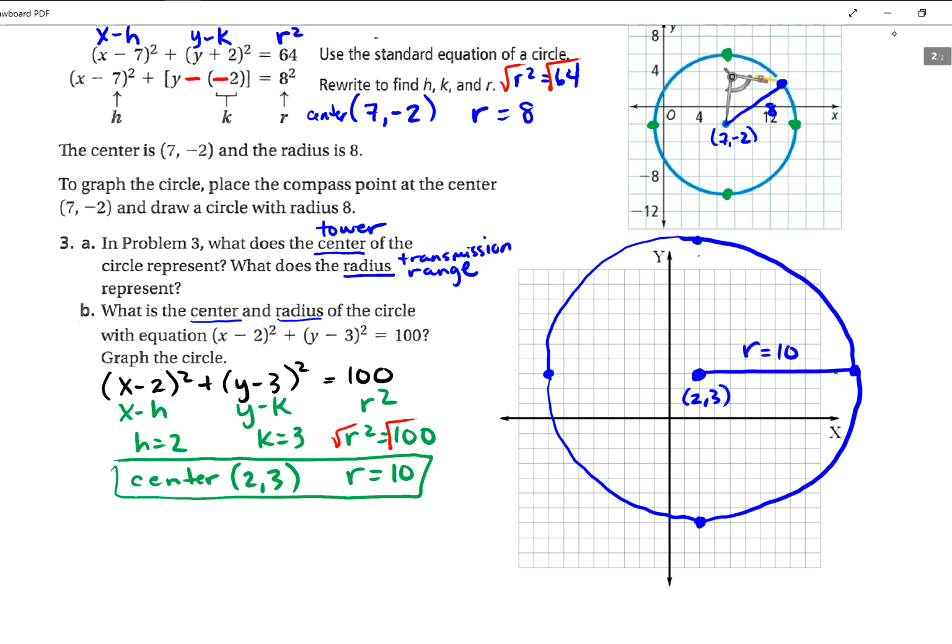I think you will do wonderful with circles. And we are finished with chapter 12.